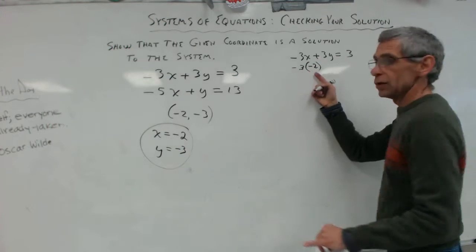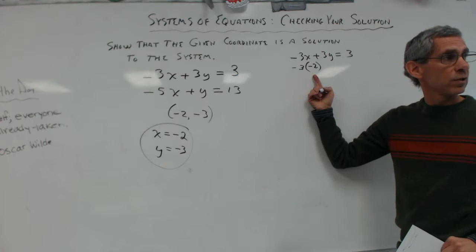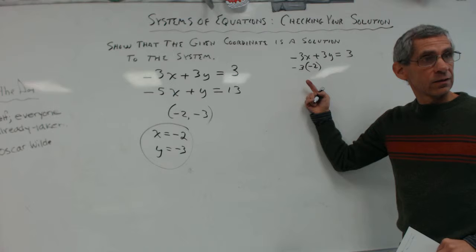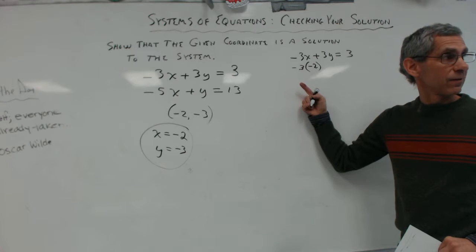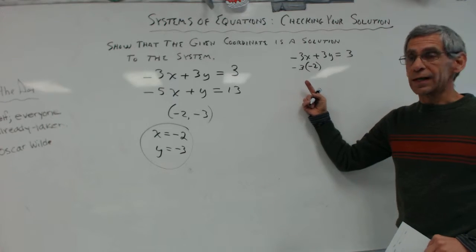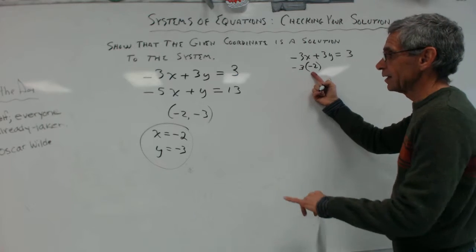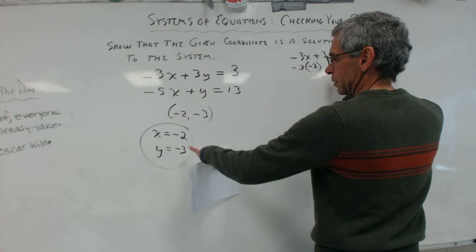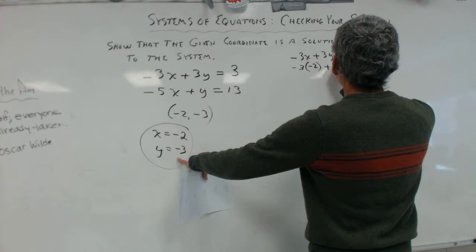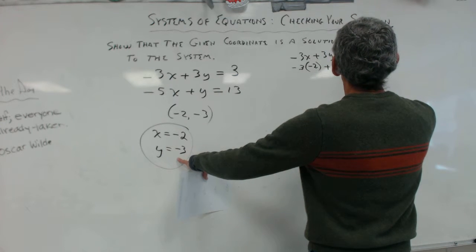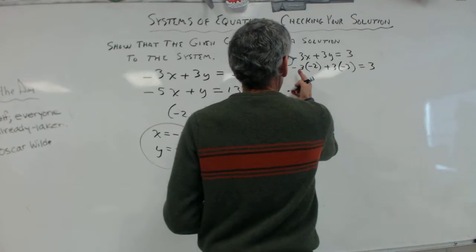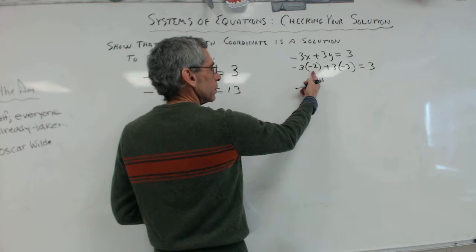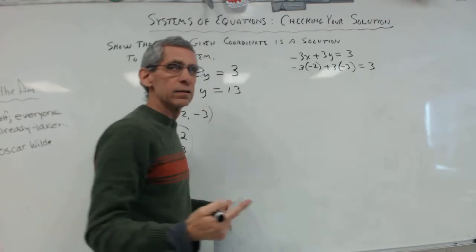I recommend that you actually plug them in like this instead of doing it in your head, because doing it in your head with negatives confuses at least a third of the class, and you end up getting the wrong answer. So I suggest you plug it in like this first, and then you're less likely to make a mistake. Whereas y is negative 3, so plus 3 times negative 3 equals 3. Okay, so negative 3 times negative 2 is? 6.